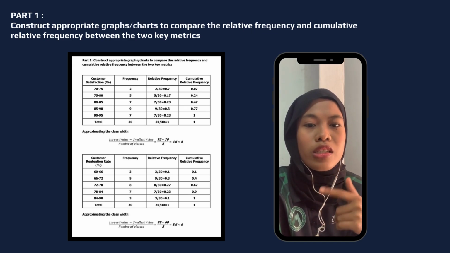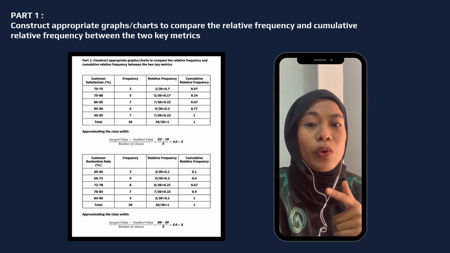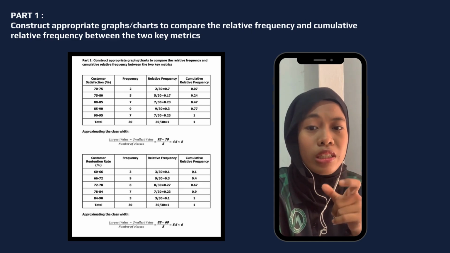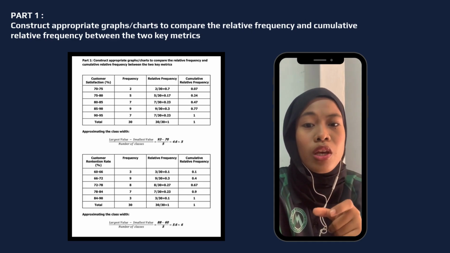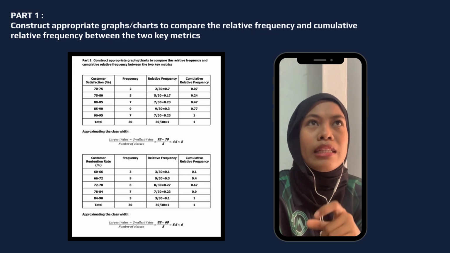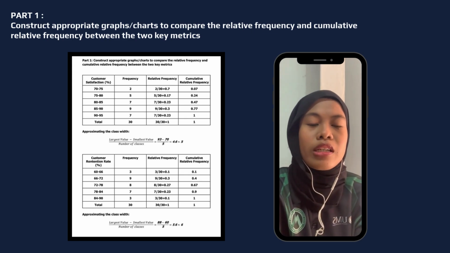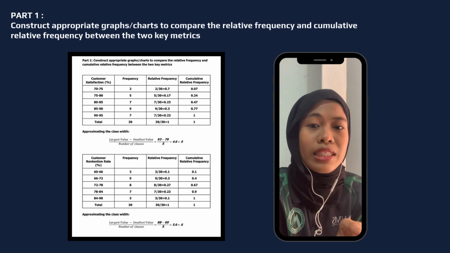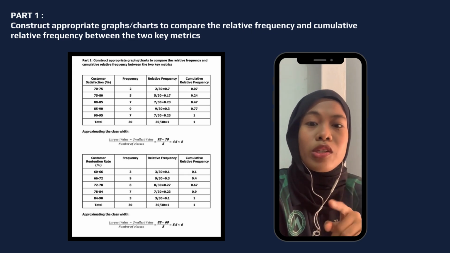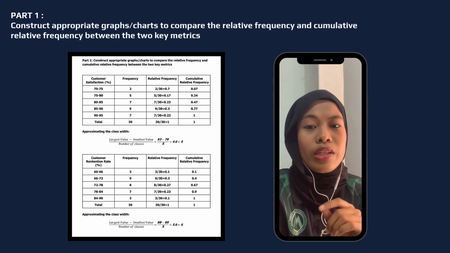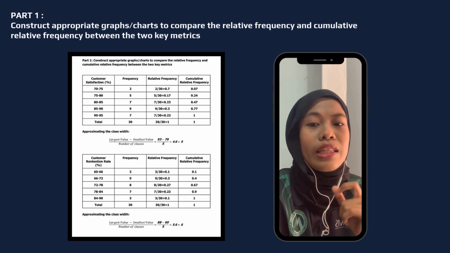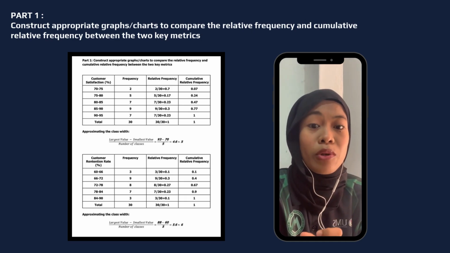To understand the distribution, we calculate the relative frequency by dividing the frequency of each interval by the total number of responses, which is 30. So for example, in the 70 until 75 range, the relative frequency is 2 divided by 30, which equals 0.07 or 7%.